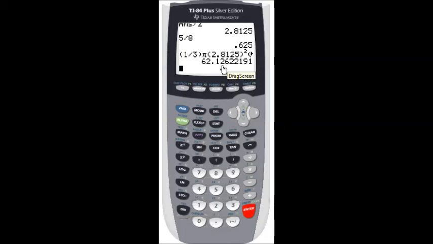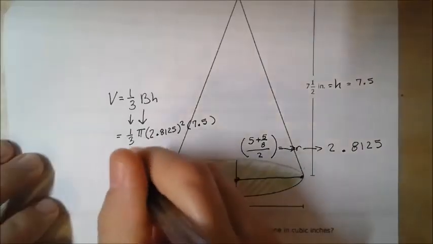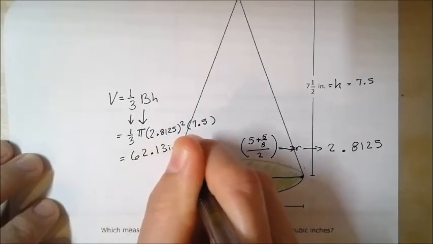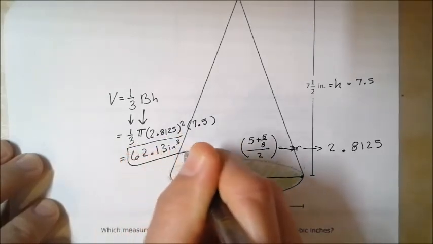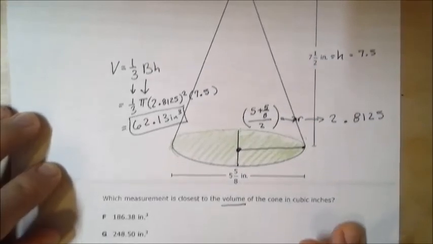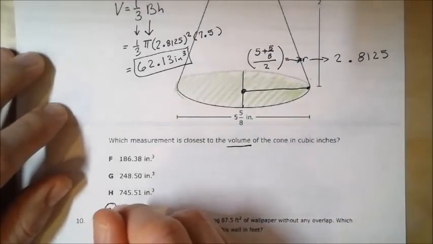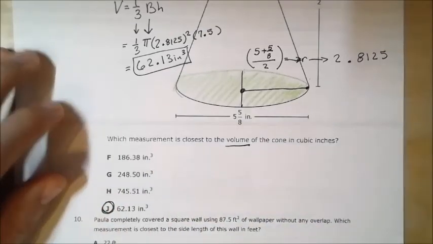So that'll be 62.13. So I'm going to write that down. 62.13 inches cubed. That is our answer. So the best answer choice on this one is going to be J. Alright, let's go ahead and go to number 10.